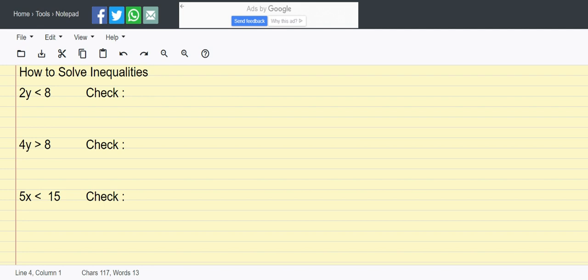The first step is to divide 2 by both sides. 2y divided by 2 is less than 8 divided by 2. y is less than 4.